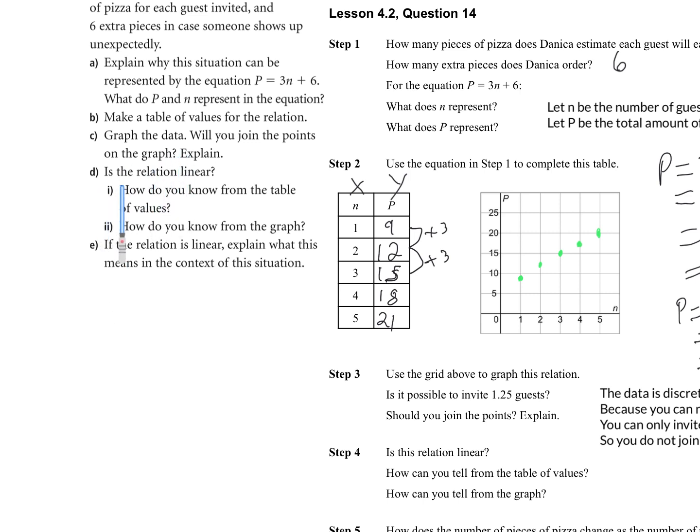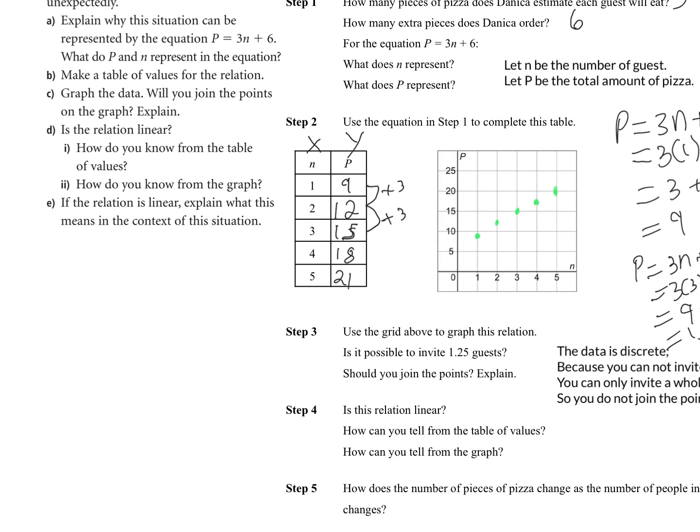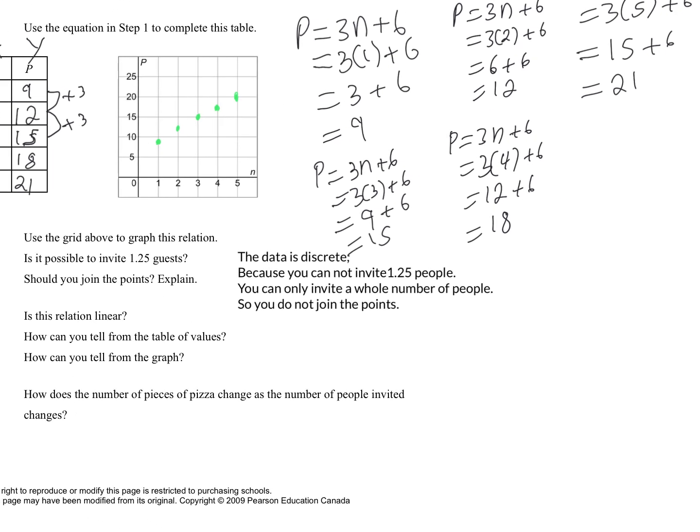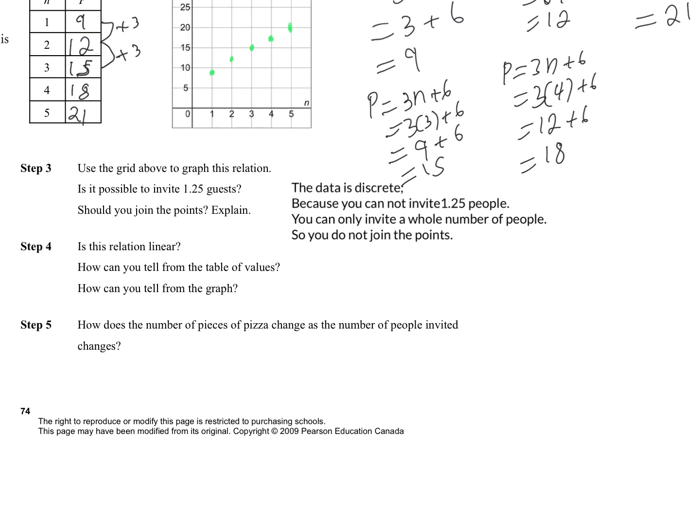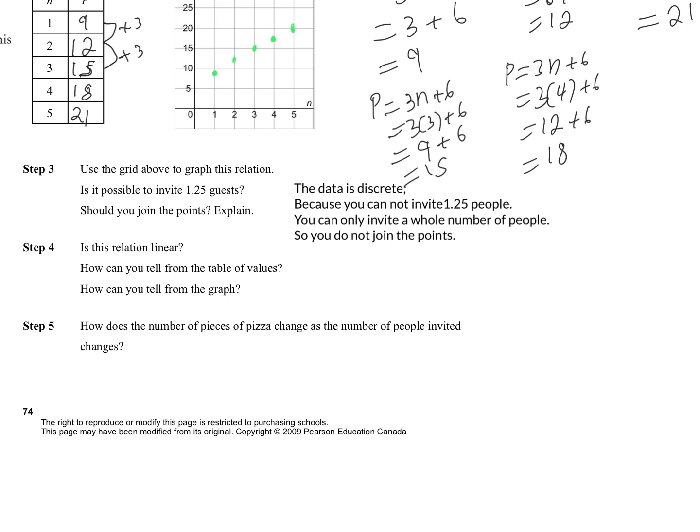Now part D says, is this relation linear? How do you know from the table of values? And then part 2 is, how do you know from the graph? This one we talked about before, but we'll type it in right down here in step 4, where it's asking us, is this relation linear? How can you tell from the table of values? How can you tell from the graph?